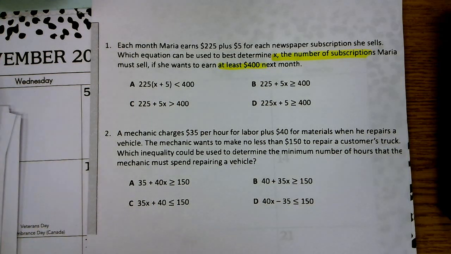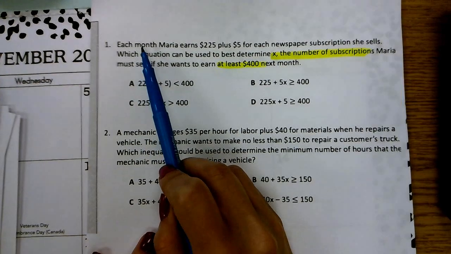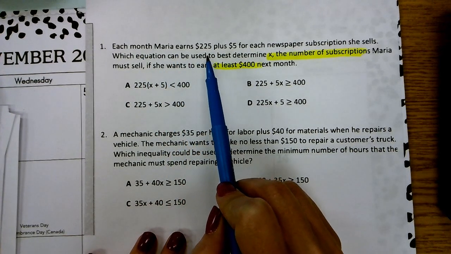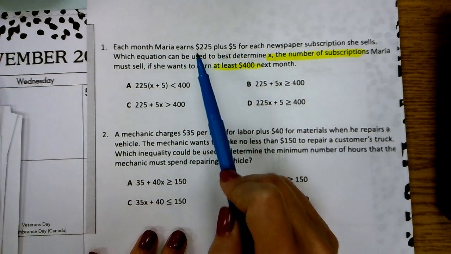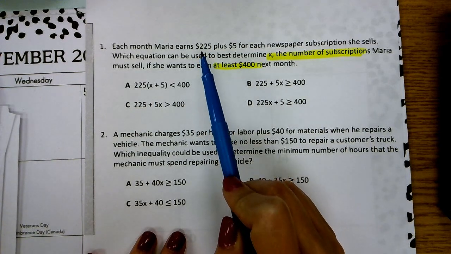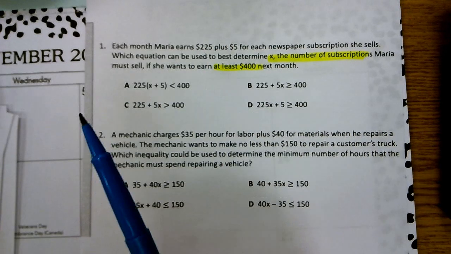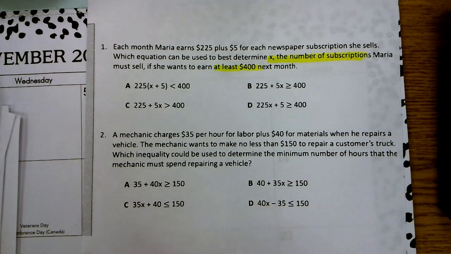So I'm going to go back and reread. Each month, Maria earns $225. So this money, she earns that no matter what. Every month, she earns $225, plus $5 for each newspaper subscription.